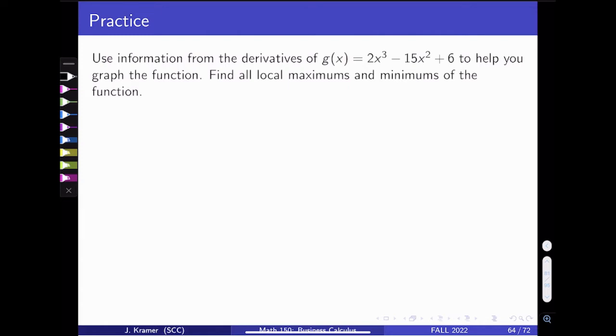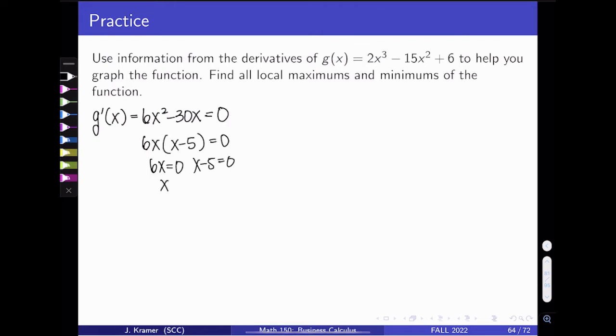So we'll start by taking the first derivative and finding critical numbers of g of x. The first derivative of the function is 6x squared minus 30x. We'll set this equal to 0 to find the critical numbers. The critical numbers of the function are 0 and 5.